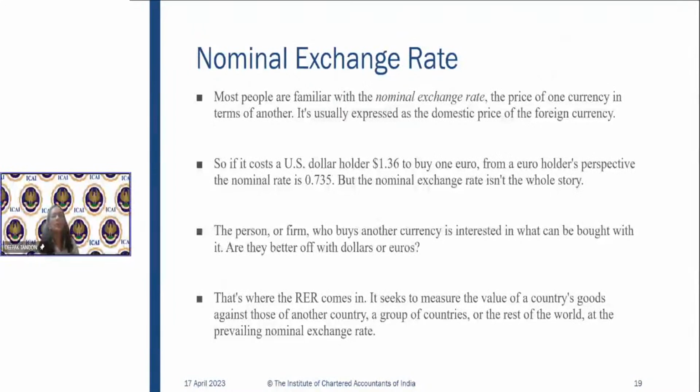Yes. So nominal exchange rate is the rate which we quote with respect to another currency. Just a US dollar, $1 is equal to $1.36. €1 is equal to $1.36. So that is known as nominal exchange rate. Okay, so nominal rate is the rate which is quoted with respect to the current rate is nominal rate.